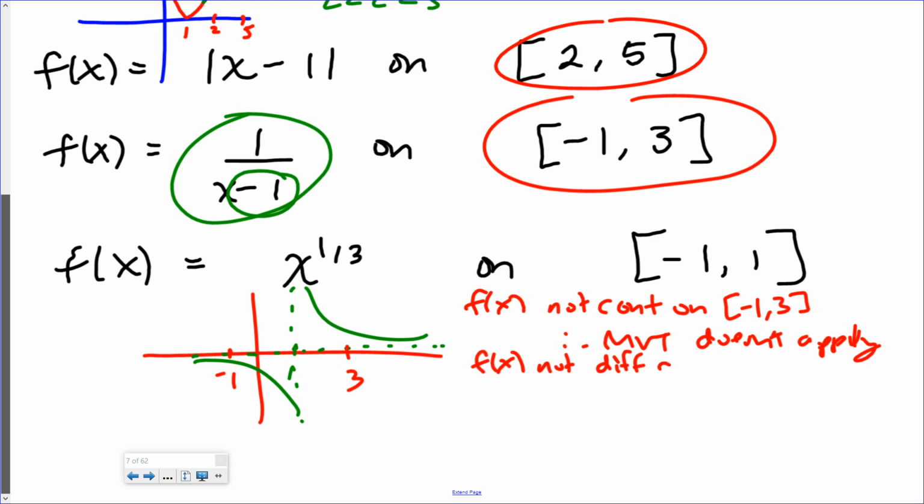So not differentiable on, make sure you do open parentheses if you say that. And then you'd say MVT doesn't apply. So do you not have to say why it's not differentiable? No, you don't have to say why. I actually just want you to say it's not continuous or not differentiable. If you say why, I would just be like, oh man, she's so smart. Like that's all I would think. Okay. All right.